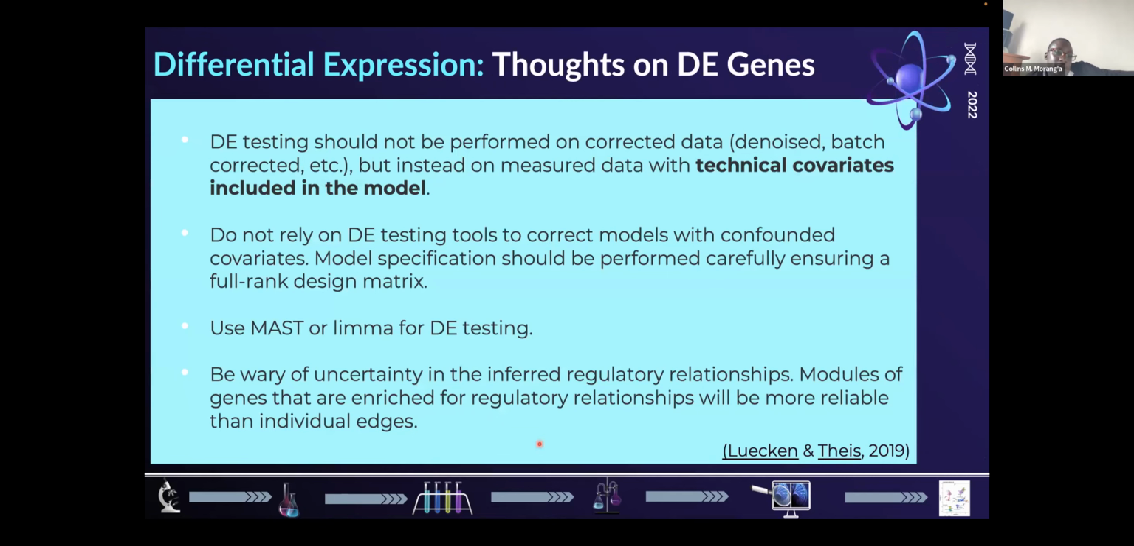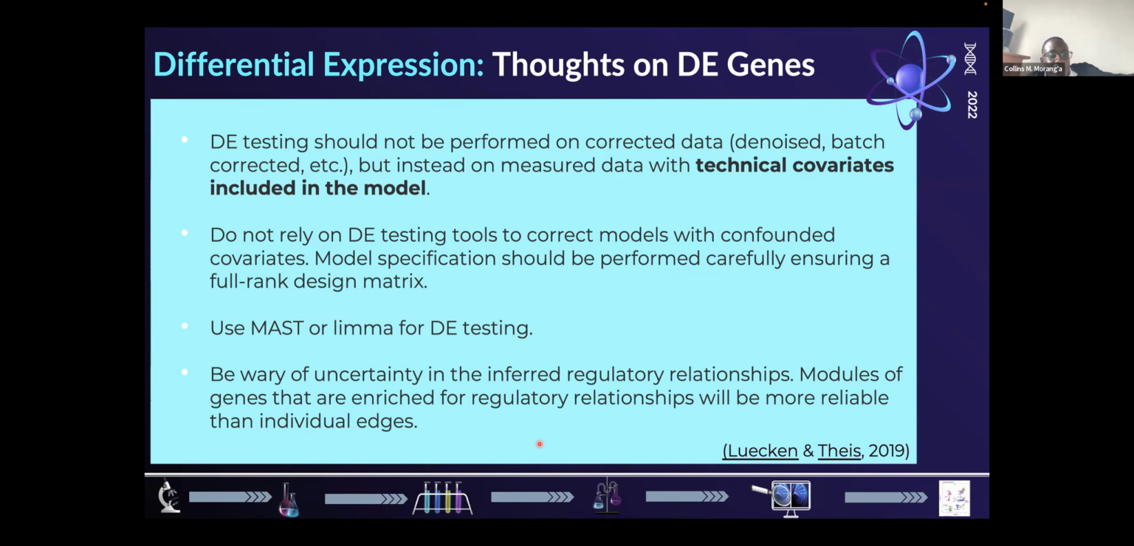So some of the things that you should consider is that differential expression testing should not be performed on corrected data. So normally when you are doing differential expression, you use your raw gene counts. And sometimes you do this on the raw RNA gene counts, not on the batch corrected data. But if you've done batch correction and denoising, you can do your differential expression on this. But instead, you should use all the data that has the technical and biological covariates that you can be able to remove within the model.